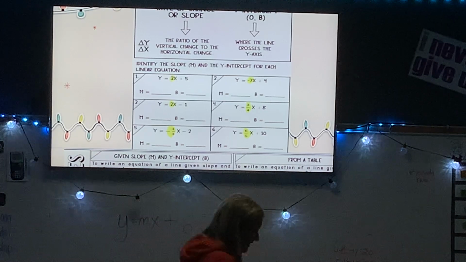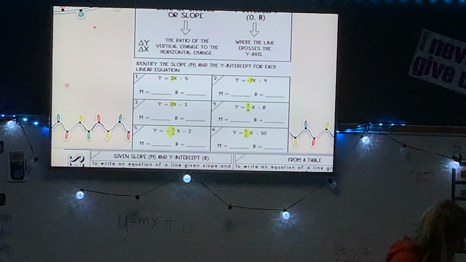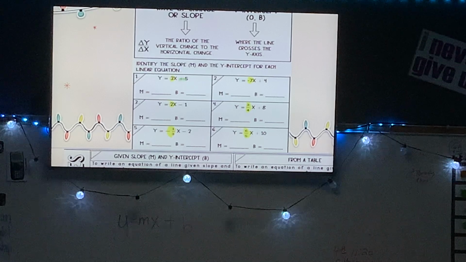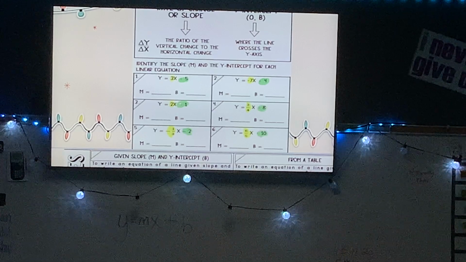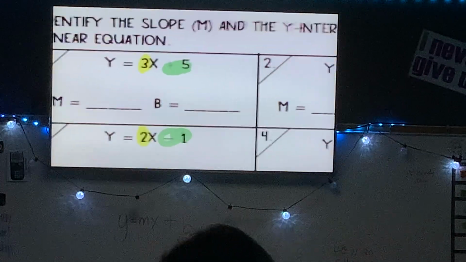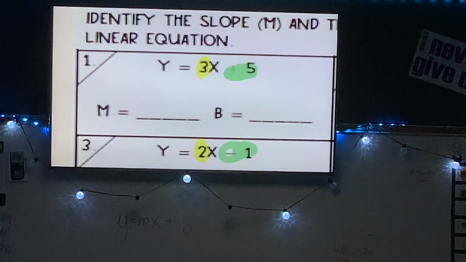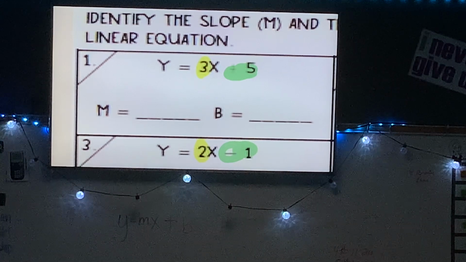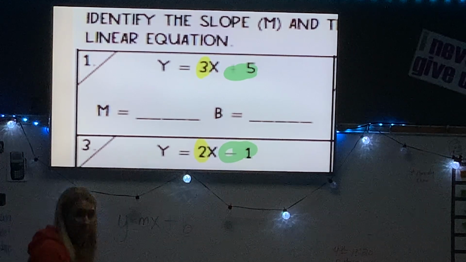Yellow, because that's what color I did my M. I did my B, my y-intercept, green. So I'm going to highlight the number after my X with green. You're also going to see, this is nice because if you're one that has a hard time seeing, look, you can blow it up and then you don't even have to write as small. So you can actually do it where you're looking at one problem at a time. Okay?